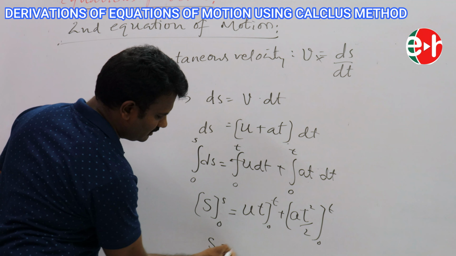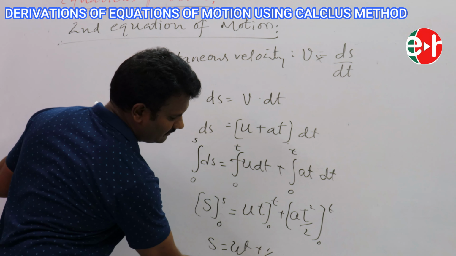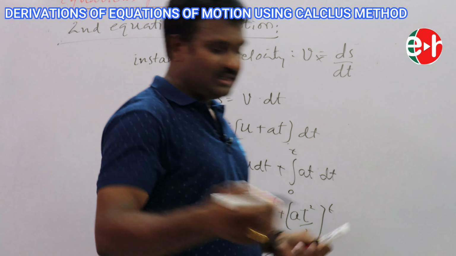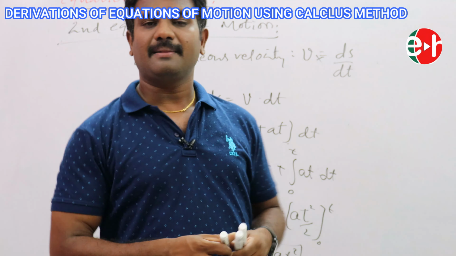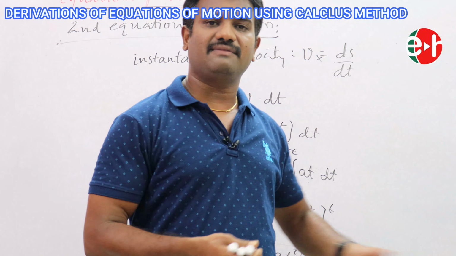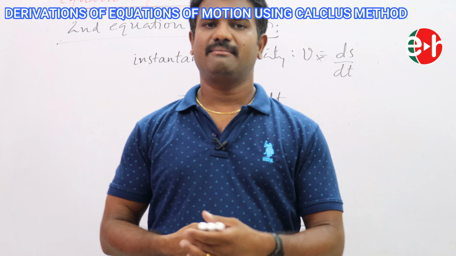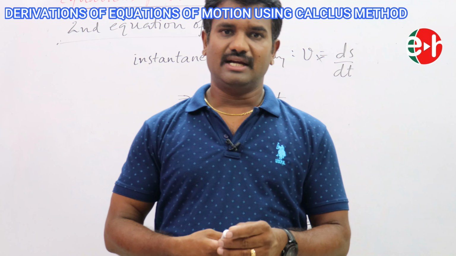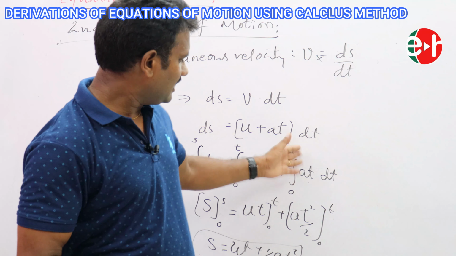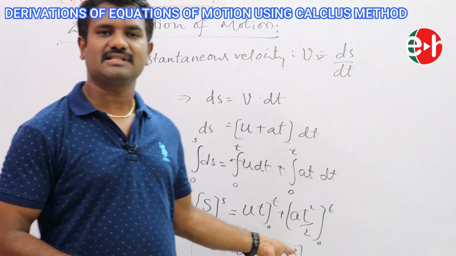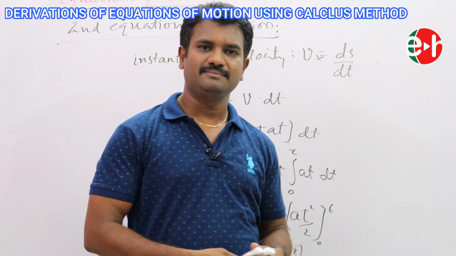So this is s is equal to ut plus half at square. Many students are asking me to explain integration. That's why I am explaining the integration and differentiations in the basic mathematics lecture. So please go through that basic mathematics lecture, and then you can understand this. If I explain the mathematics here, you will miss the physics. That's why I am not explaining the mathematics here.